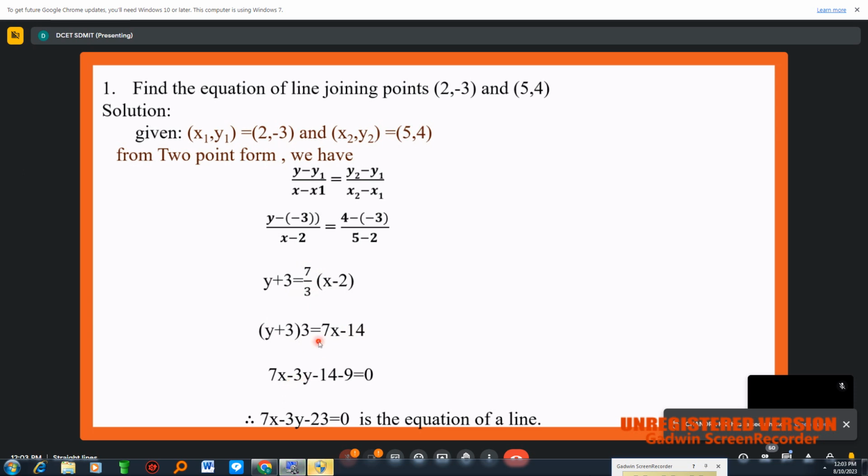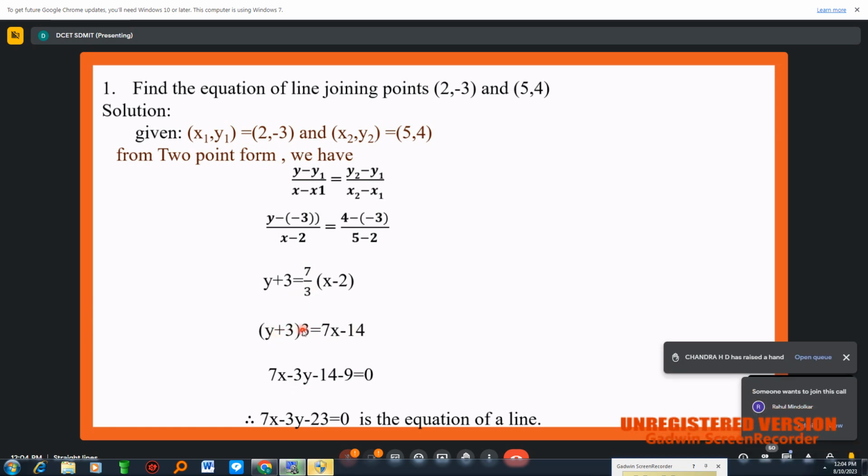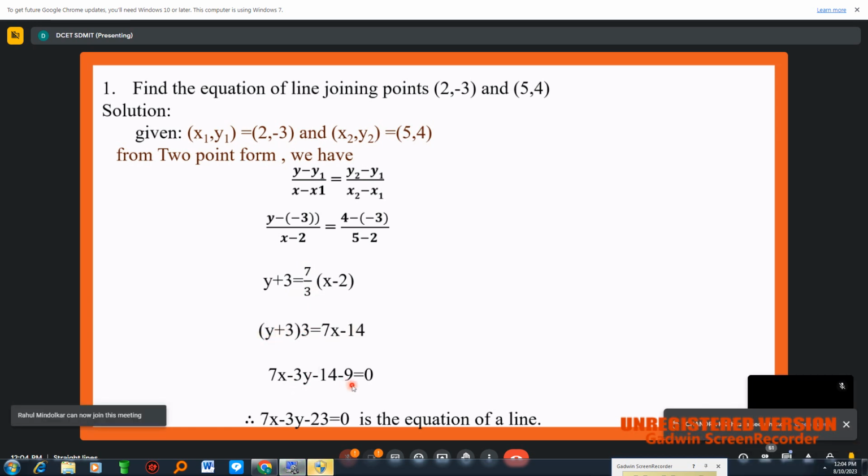Then this one we will get as 3 into y, 3y, and 3 into 3 is 9. That is 7x minus 14 minus 3y minus 9 is equal to 0. That is 7x minus 3y minus 14 minus 9. Minus and minus, we should add: 14 plus 9, you should get it as 23. The sign should be with the big number, that is minus 23 is equal to 0, which is the equation of the line.